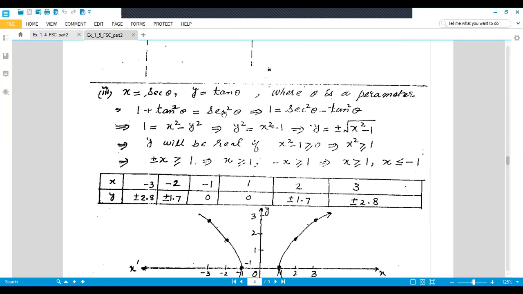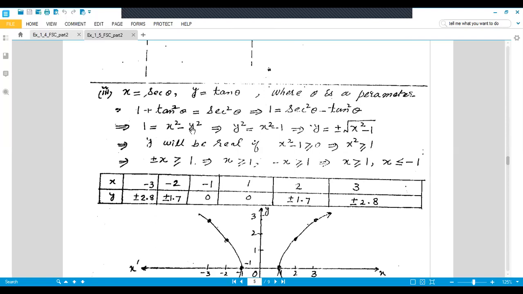So tangent square theta shifted to the other side will be minus tangent square theta. So secant square theta, secant x is equal to secant theta, so secant square theta is equal to x square. You put the value of secant theta equal to x, so x square, and the value of tangent theta equal to y, so y square. So you get 1 equal to x square minus y square.